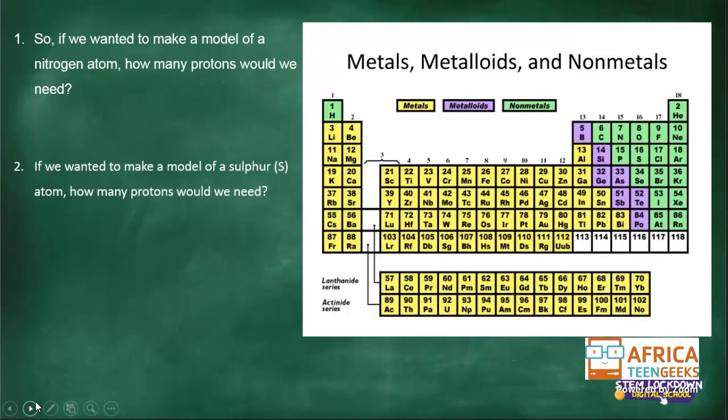Now, if you wanted to make a model of sulfur, how many protons would we need? So we're going to look at what sulfur is. Now, sulfur is a symbol S. So let's look at S. How many protons are there in S? Now, I can give you a clue when you're going to look.